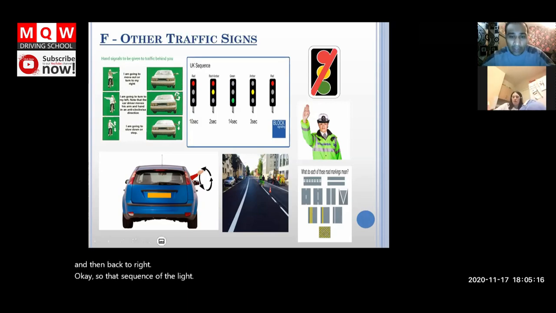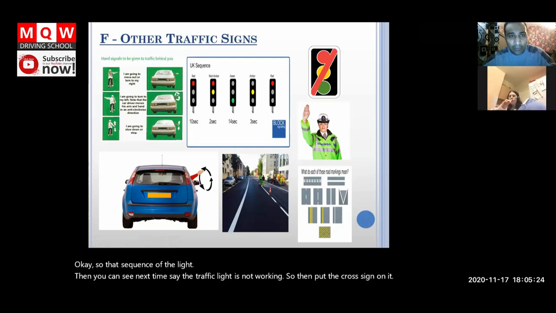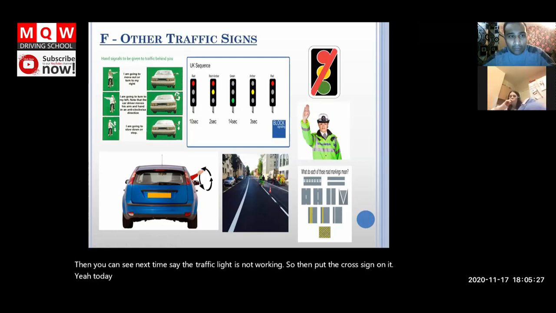Then you can see the next sign says the traffic light is not working, so they put a cross sign on it. So that's still information for you, that you have to deal with the junction with caution and safety because the light is not working.